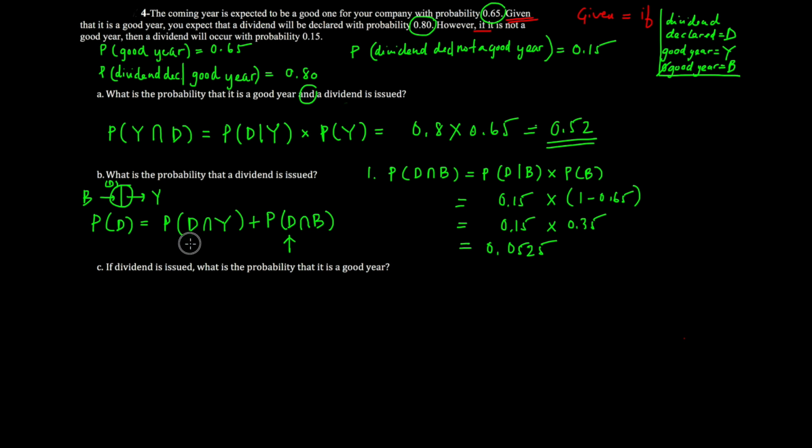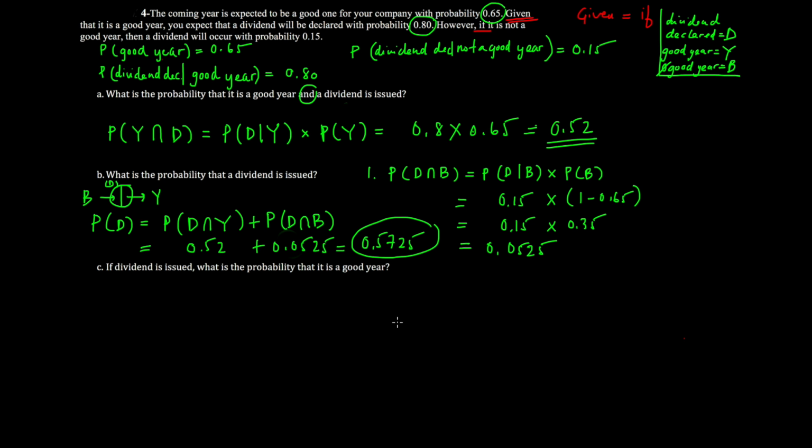And so then we're going to add it right here. So let's just remove these little arrows. Sorry about that. Alrighty. So then this is going to equal the probability of a dividend. This is from part A, so 0.52, plus what we just found here in our first one, so 0.0525. And this is going to equal 0.5725. So this would be the answer for part B. Probability of a dividend is issued.